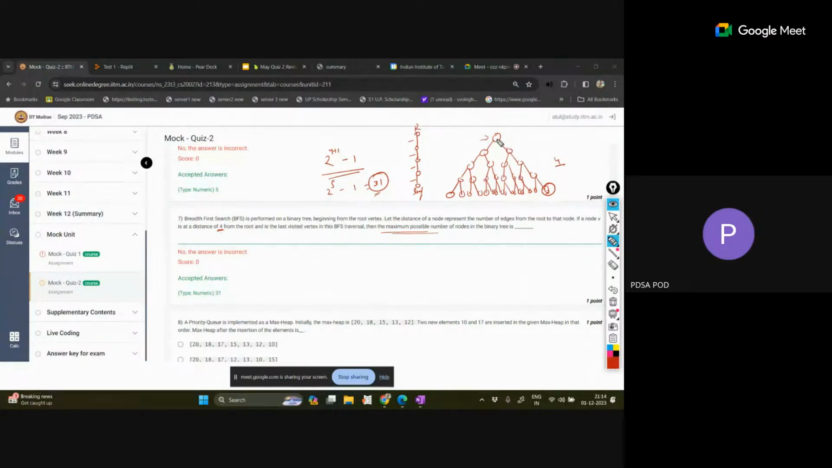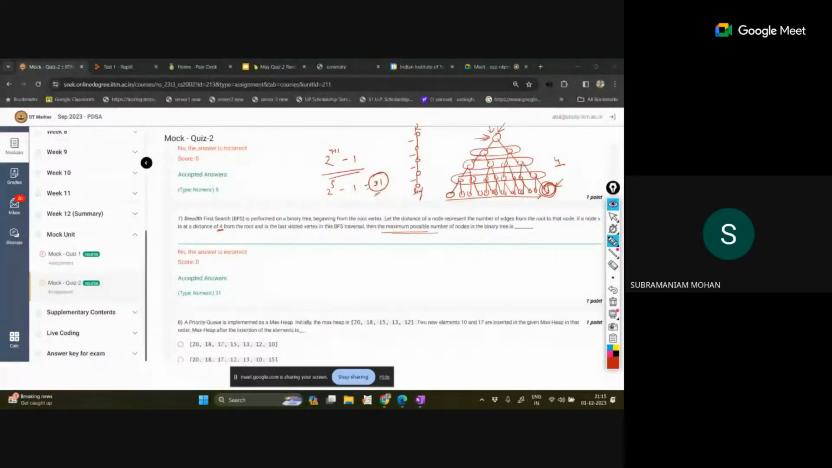And you know that the BFS algorithm will always traverse the nodes level-wise. So first, starting from the root node, these nodes will be traversed, then the second level will be traversed completely, then the next level will be completed, and the next level, and this is the last level traversed. In this manner we will traverse this one last. So this is the maximum possibility of the nodes in our binary tree, where the last visited node distance is 4.